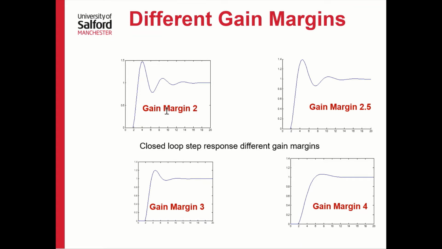If we go much bigger than 2, it's going to be too oscillatory. If we go bigger than 4, it's going to be too slow. So most gain margins are set between 2 and 4. And let's just have a look now about how we could do this.